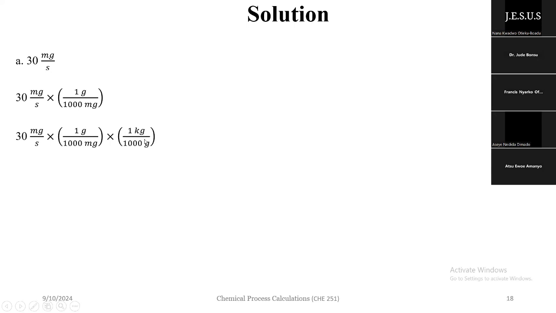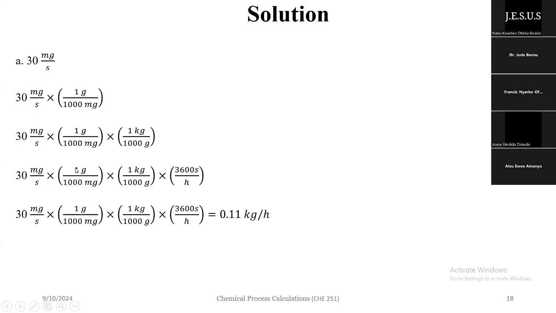So if here we want to eliminate the gram, then the gram should be a denominator here. So 1 kilogram is giving us 1000 grams, so that the grams cancel and we get kilogram per hour. So we go ahead and try to eliminate the second. The second is a denominator here, so we need it as a numerator here. That's why I brought the hour down. So 1 hour gives us 3,600 seconds, so that the second can cancel the second here. And then we finally get this as our final answer.